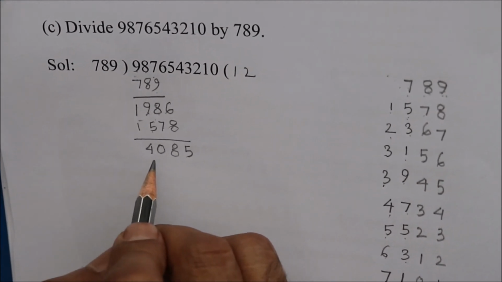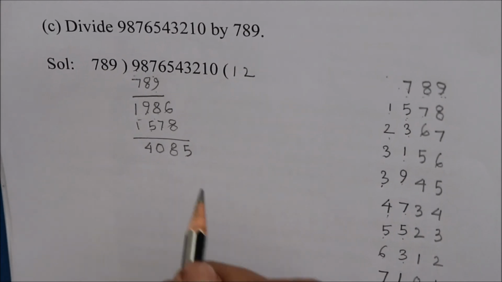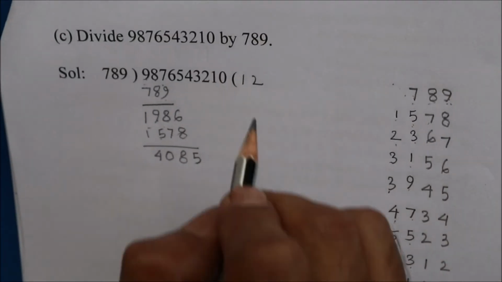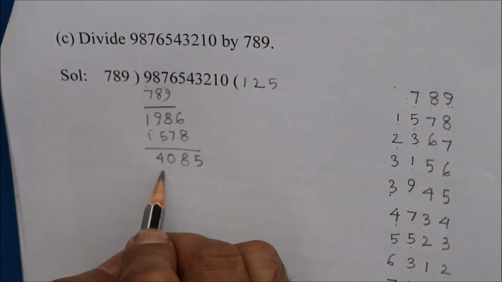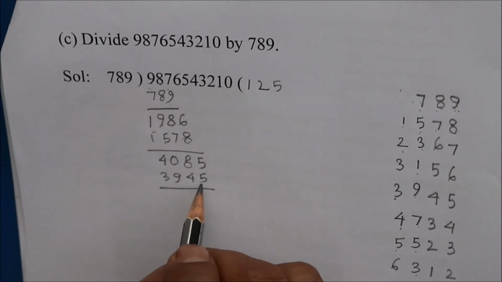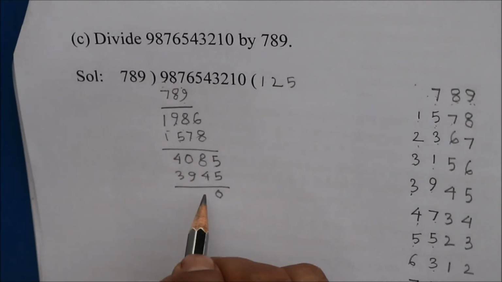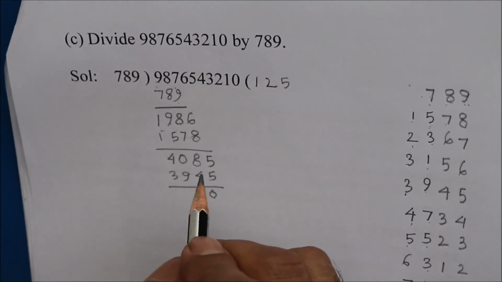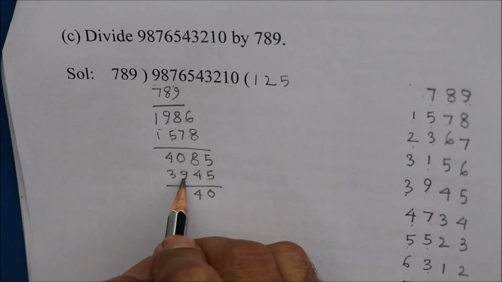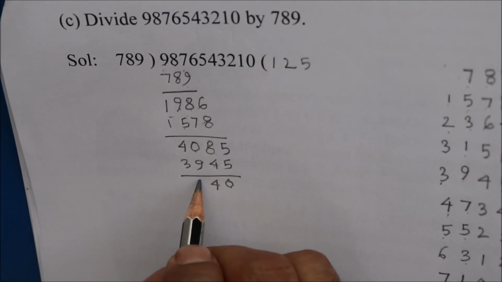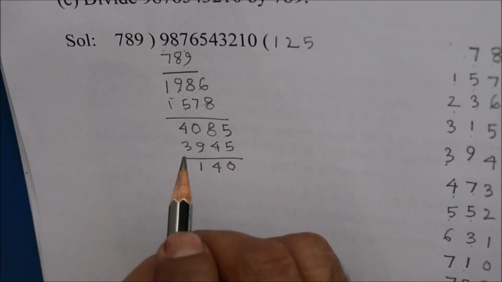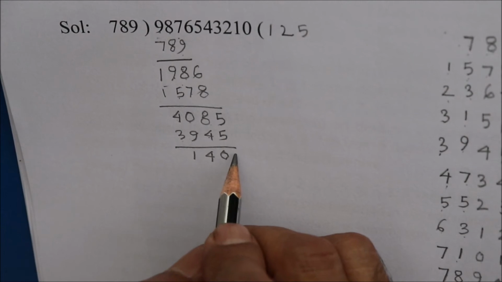The nearest multiple less than 4085 is 3945, which is the fifth multiple. So we write 5 here, and we write 3945. 5 minus 5, 0. 8 minus 4, 4. Minus 9 plus 1. 0 plus 1, 1. 4 minus 1, 3. 3 minus 3, 0. Bring down the next digit, 4.